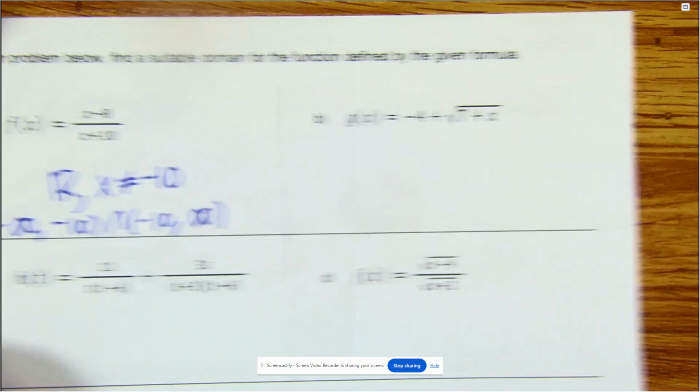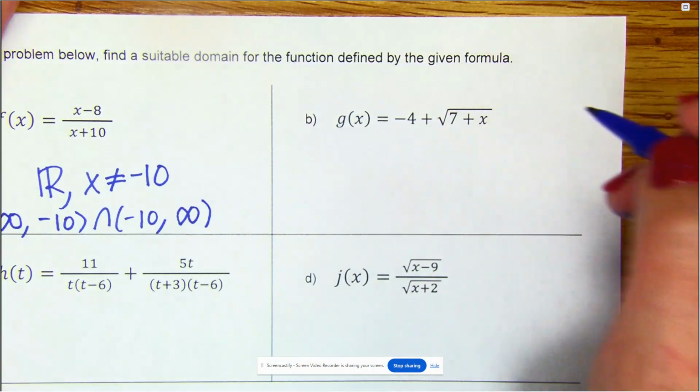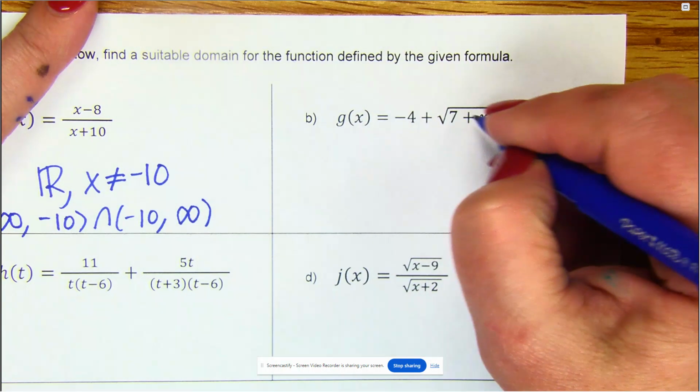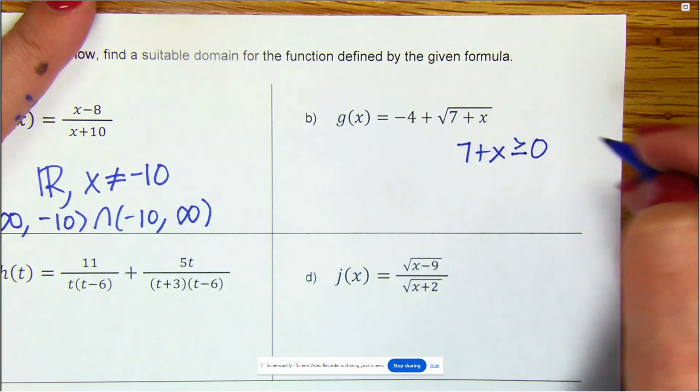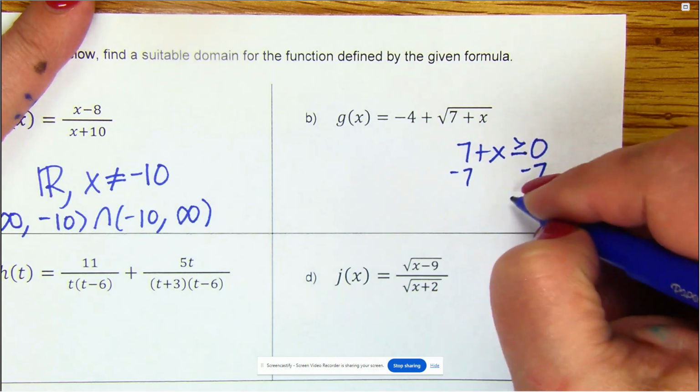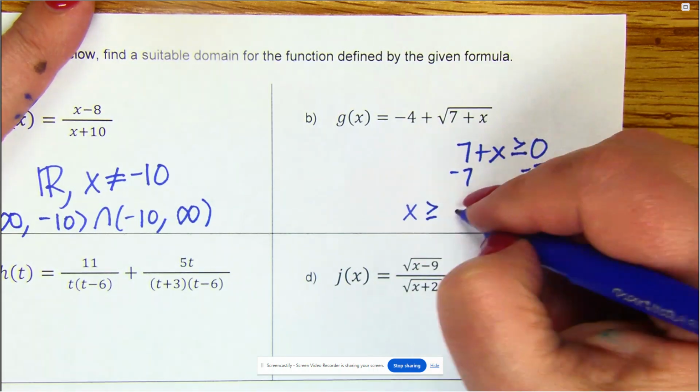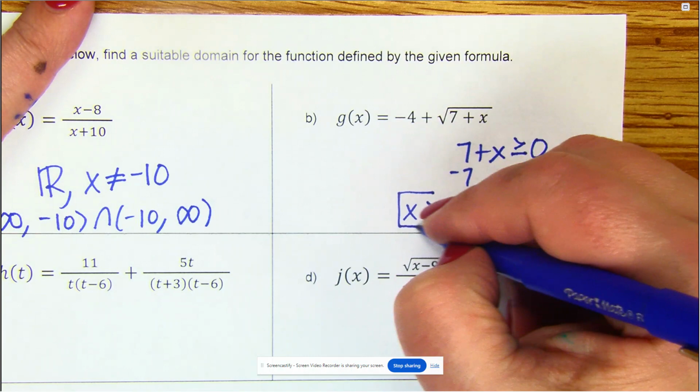All right, this causes a problem. You can't allow a square root to be a negative. So 7 plus x needs to be greater than or equal to 0. So x is greater than or equal to -7. That's my domain.